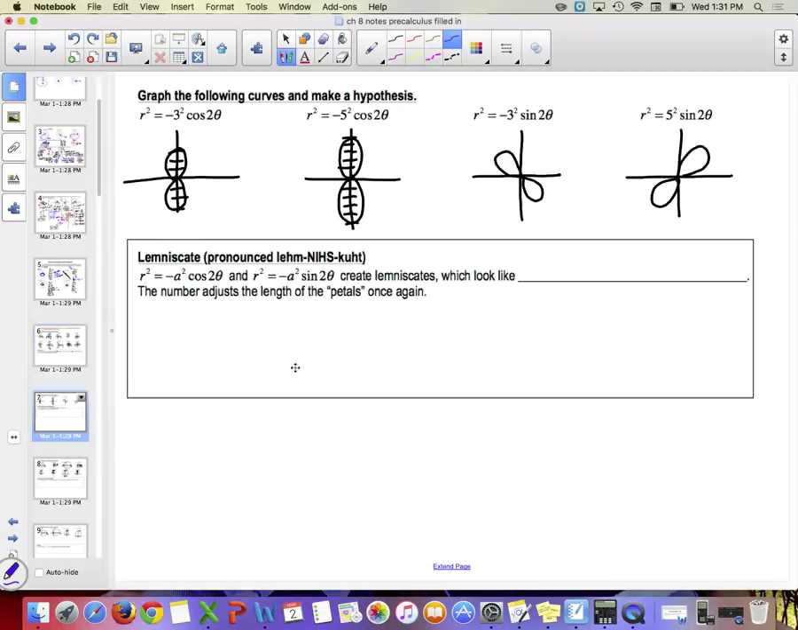Yes. All right. So the next type is called a lemniscate. It looks like a peanut. I think it kind of looks like an infinity sign. So that's what the blank is for mine, which look like infinity signs.